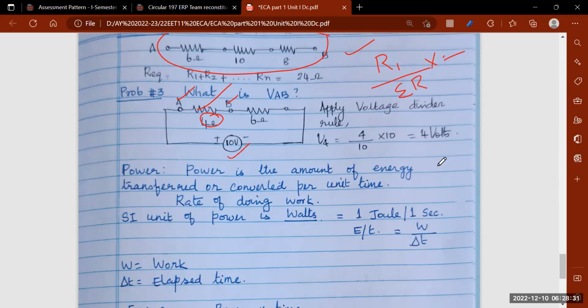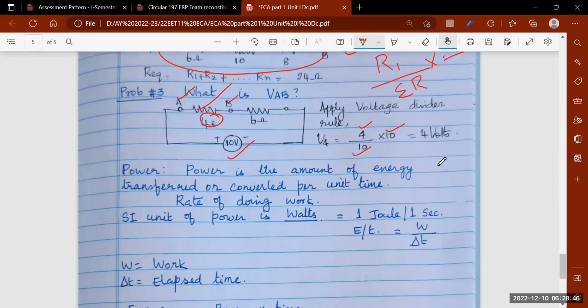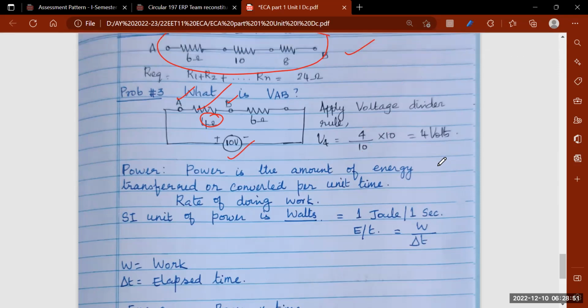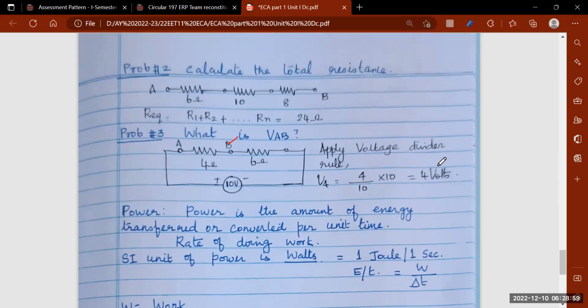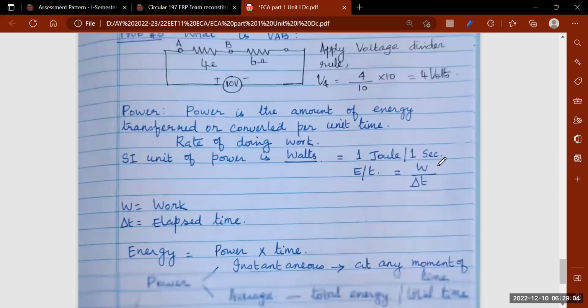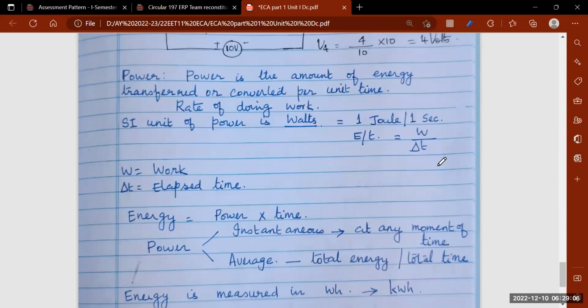So my input voltage is 10, so 10 I have written. I want the voltage across the 4 ohm, 4 I have written here. What is the total resistance? 10 ohm. So 4 by 10 multiplied by 10. So 4 volt is the voltage available across this 4 ohm resistor. So this is how we apply the potential divider or the voltage divider rule to calculate the voltage across any particular resistor. Okay. So now we will move on to the other terminologies, the glossary.